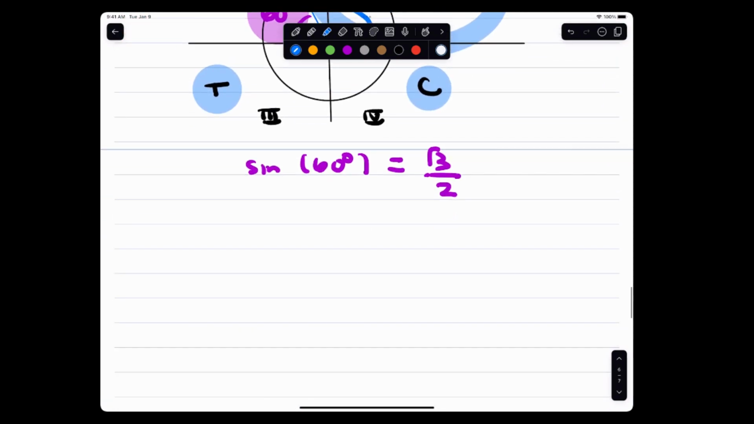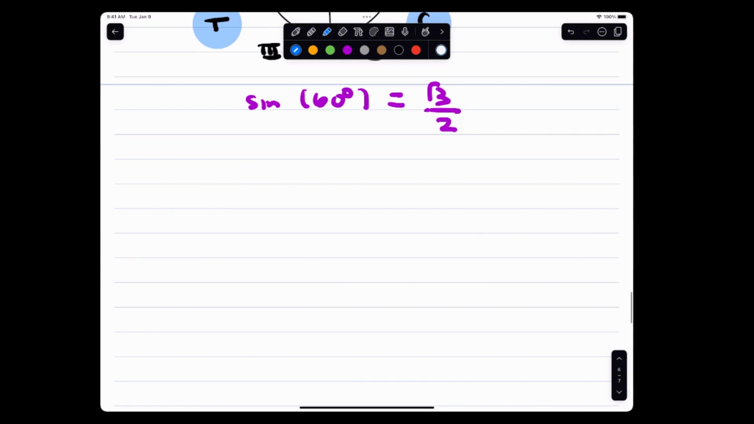So, you guys ready for another example? Should I give you guys another example? What's tangent of 135 degrees? Okay.